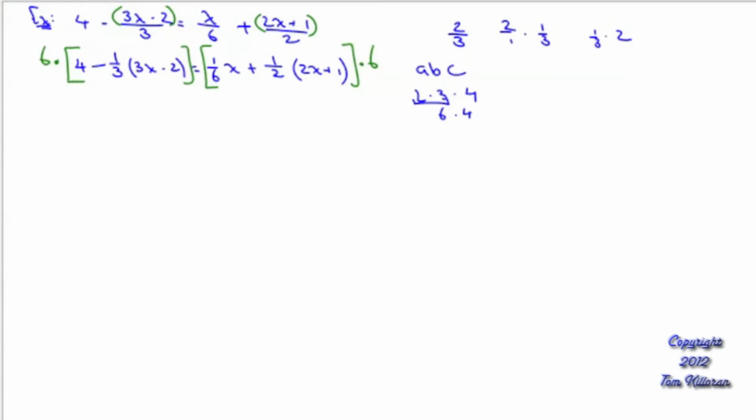6 times 4? 24. Then I have this 6 times a third, which is 2. Well, I have the minus sign down. And then this 3x minus 2 is there. What do I do with it? Nothing. Leave it alone. 2 times 3 is 6. Just write it down and see what happens. So 6 times a third is 2 times 3x minus 2 is equal to 6 times 1/6x is x plus 1/2 times 6.